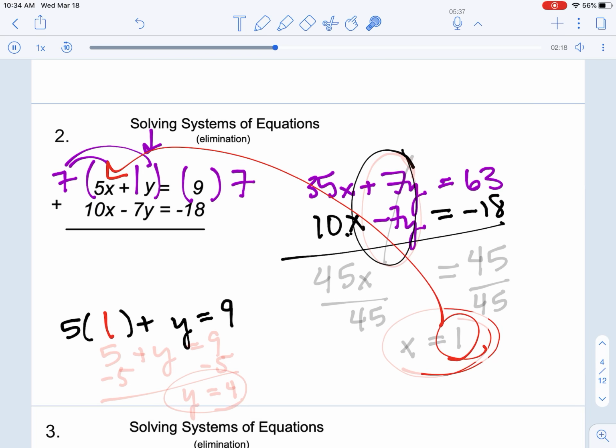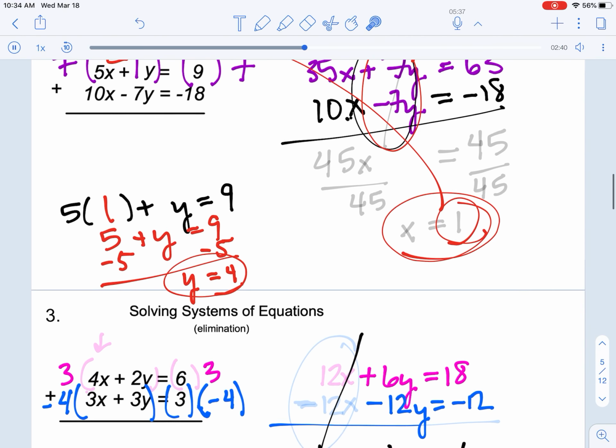So I'm going to substitute into the top equation and I get 5 plus y equals 9. Solve for y equals 4. And there's part of my solution, and here's the other part of my solution. So the key piece here is setting yourself up to find those opposites.